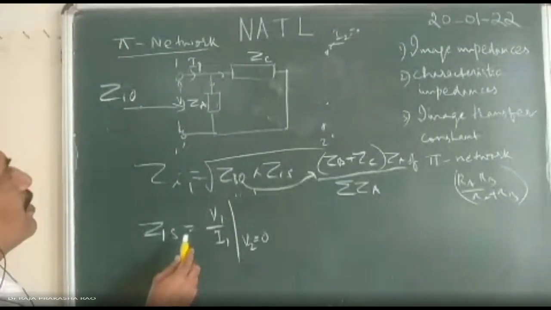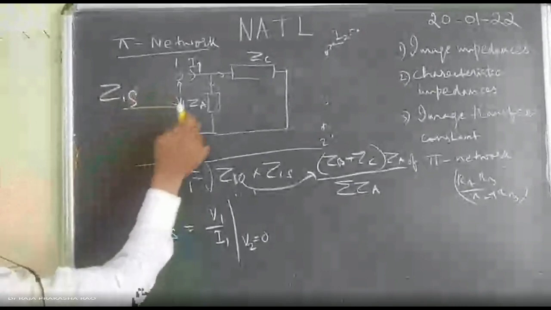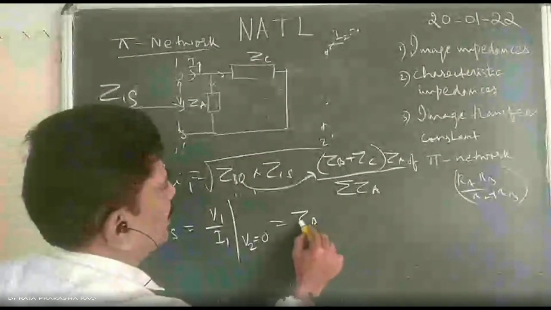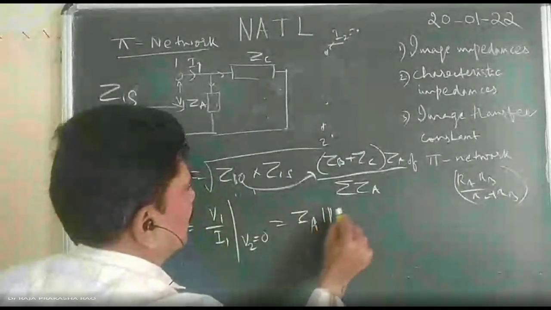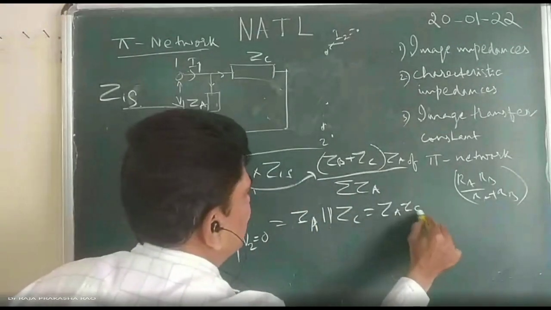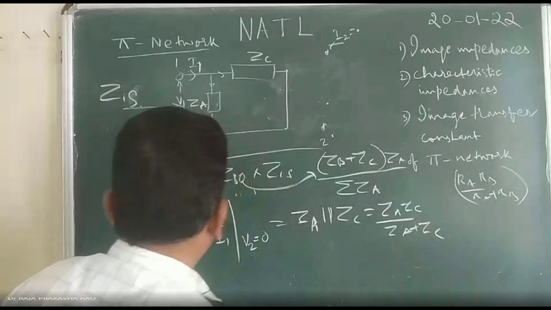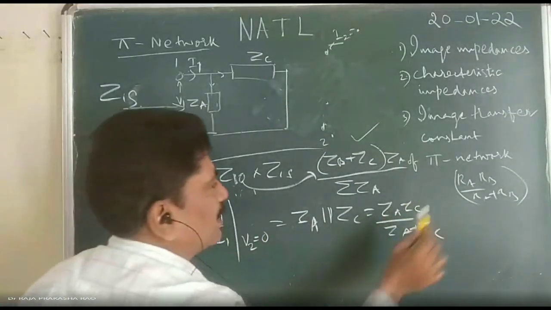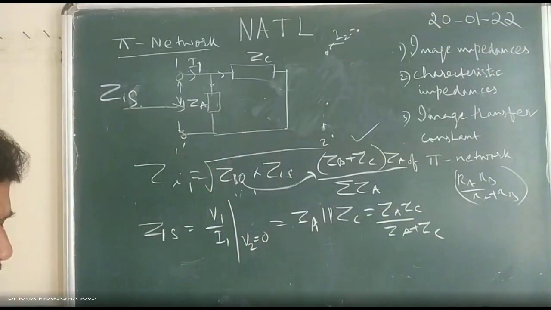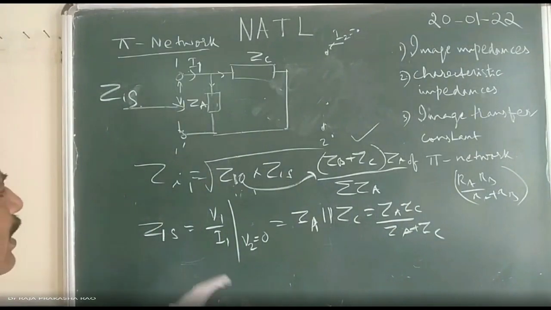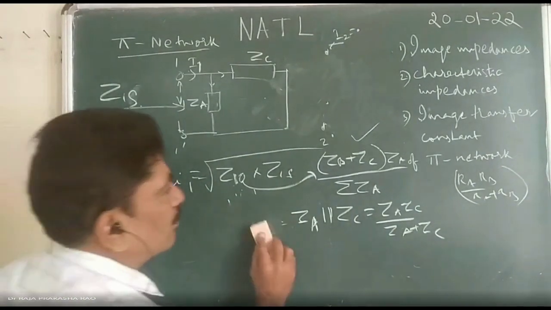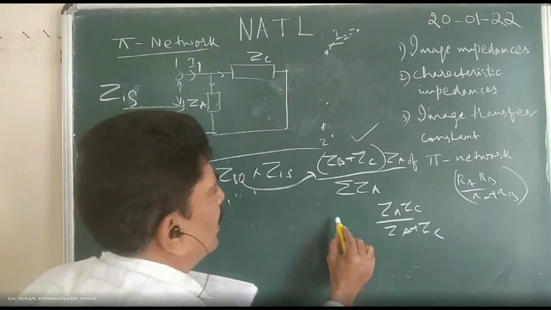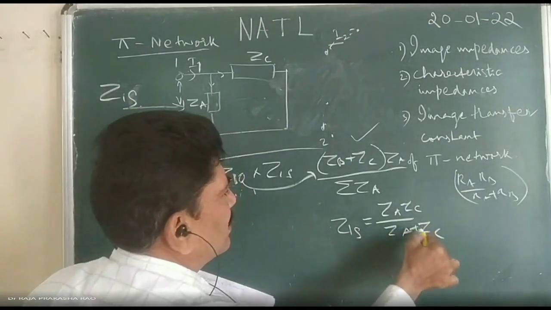Then what is Z1S now? Looking from this end, the current is split into two. So ZA is in parallel with ZC. So Z1S is equal to ZA in parallel with ZC, which is equal to ZA ZC by ZA plus ZC. So what is ZA1 now? We substitute here: Z10 we have already found out, and Z1S is nothing but ZA into ZC by ZA plus ZC.